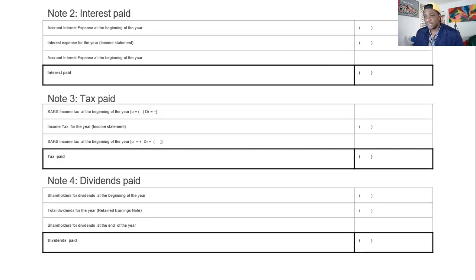For dividends paid, we have shareholders for dividends at the beginning of the year. If we have shareholders that we're owing at the beginning of the year, we must have paid them by the end of the year. So that will be an outflow. And then there's going to be the total dividends for the year. You take that total dividends from the retained earnings, and you subtract it all. And then if we have shareholders for dividends at the end of the year, meaning the shareholders that you currently owe at the end of the year, then we subtract those shareholders at the end of the year to get dividends paid.